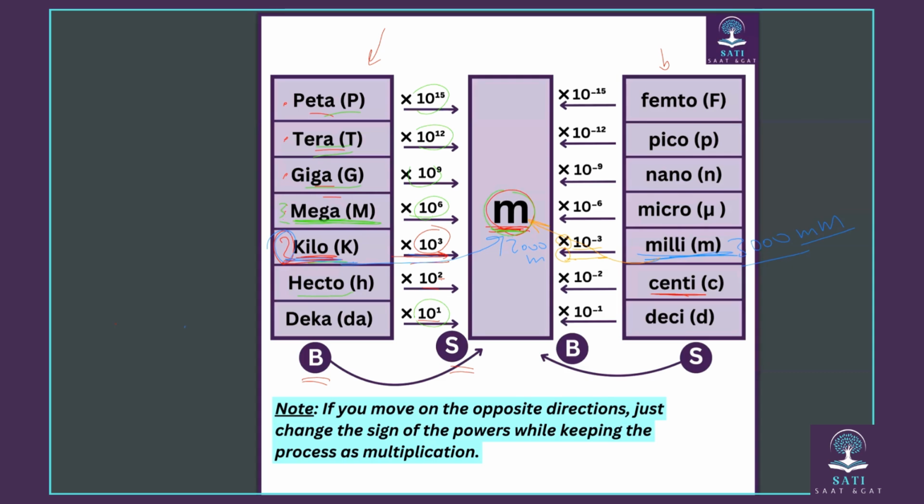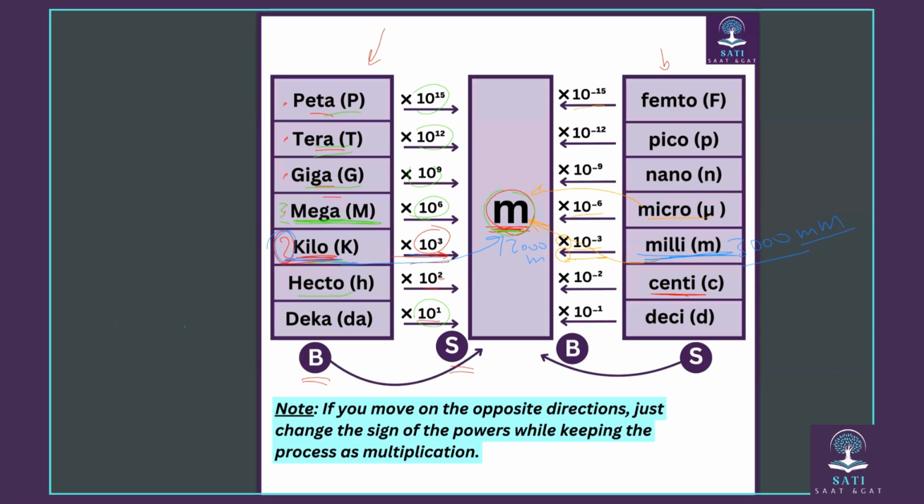So micro here: micrometer, microhertz, microfarad, micro whatever it is. If you want to change it to the basic unit, the main unit, or the SI unit, you need to multiply by 10 to the power of negative 6. I hope you memorize these ones now.